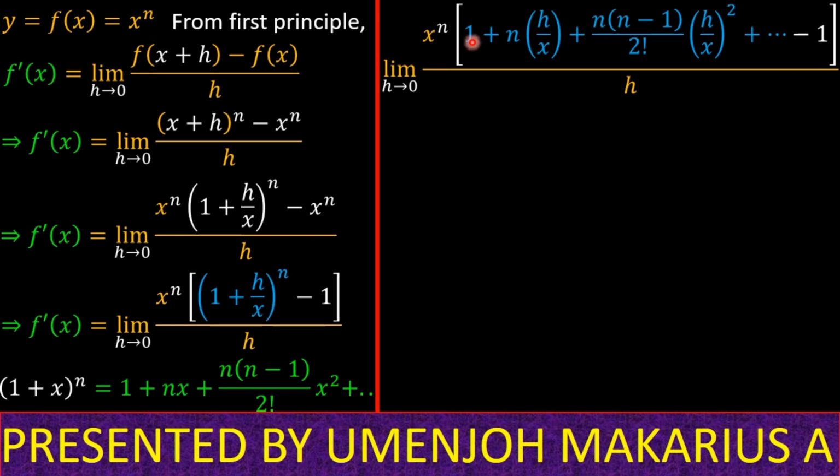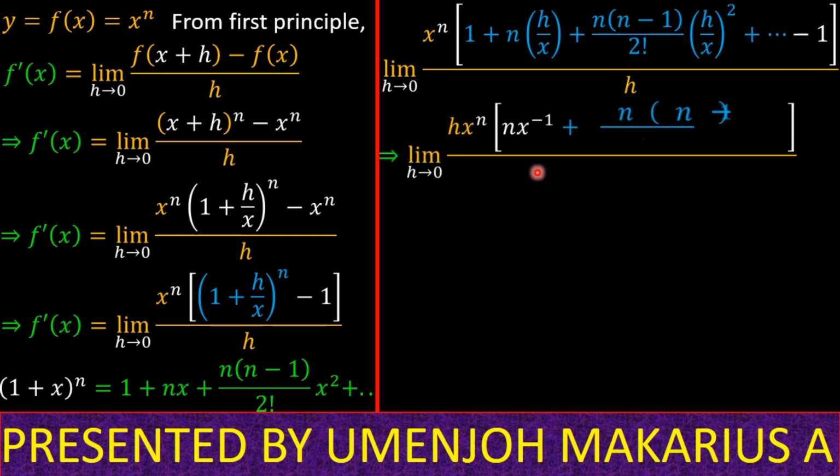But, guys, what do you notice? 1 and minus 1, they can cancel, right? So we're going to have the limit as h goes to 0 of x to the power n times, now that the 1 and minus 1 have canceled, we have an h, we have h squared, the next term becomes h cubed, and so on and so forth, right? And we can also express this x in the denominator as x to the power negative 1. Meanwhile, we factored out the h outside. So this is what we're going to have now, friends.